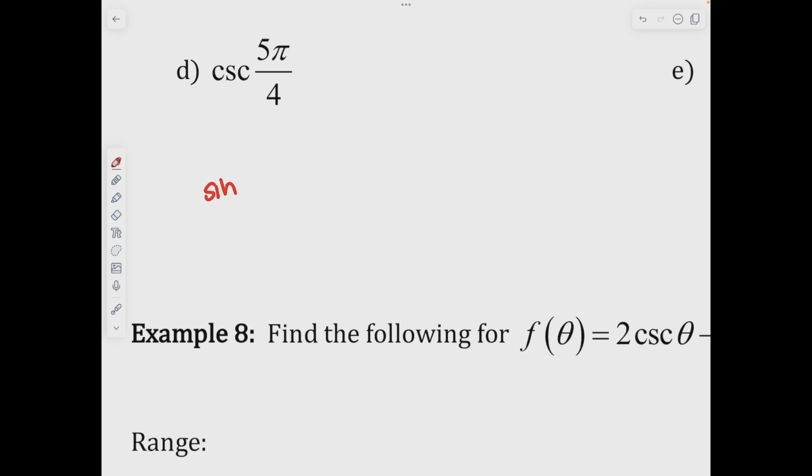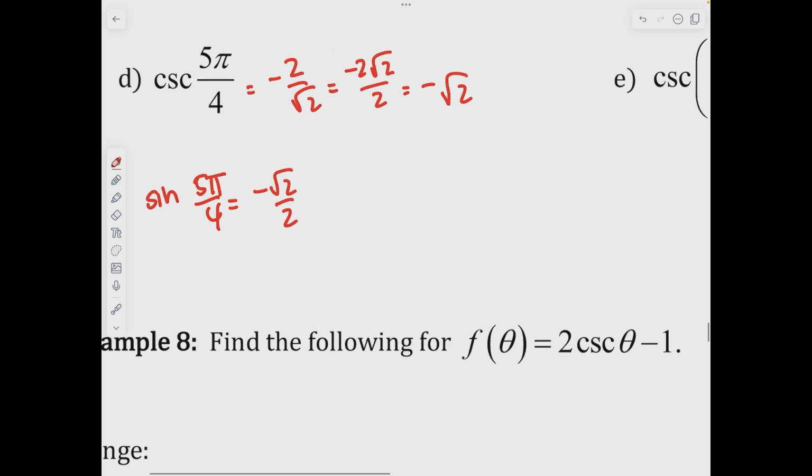Cosecant is the reciprocal of sine, so I'm looking at sine of 5 pi over 4. So this is negative root 2 over 2. So negative 2 over root 2, when we rationalize, I'm looking at negative square root of 2. Okay.